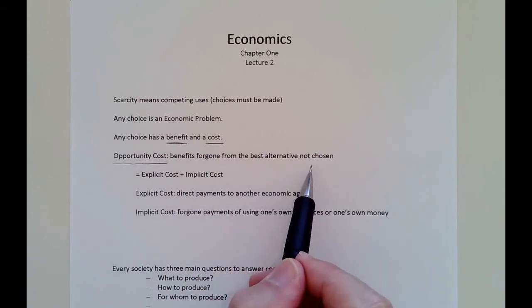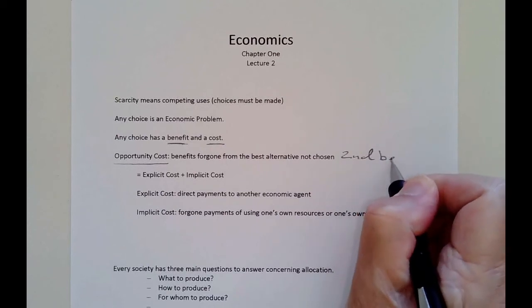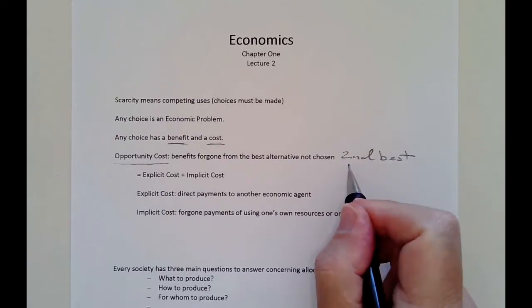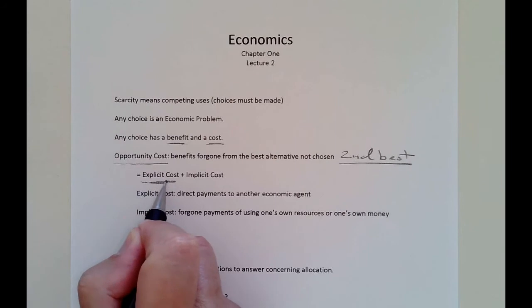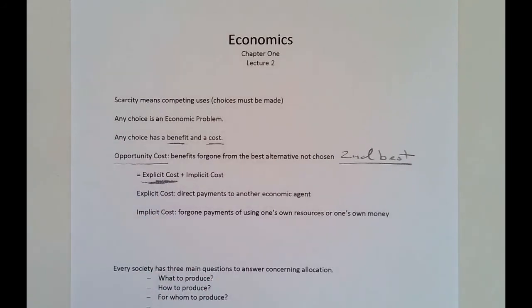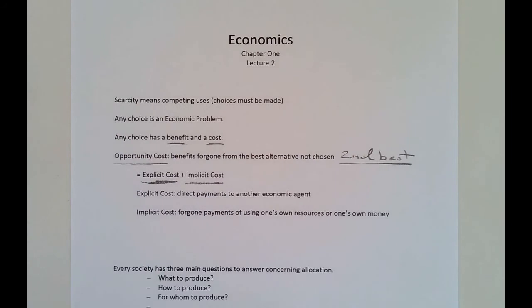Essentially this is your second best choice. Your best choice is the one you picked, and the one you don't pick, but would have picked if your first choice wasn't available, gives the benefits foregone from this choice. Your benefits foregone can be measured in two different ways. One is an explicit cost, which is how people normally think of cost. But economists add an implicit cost, which normally is not thought about by many people in the real world.